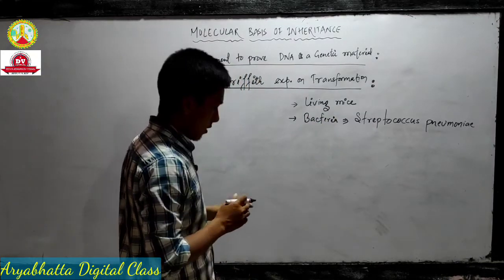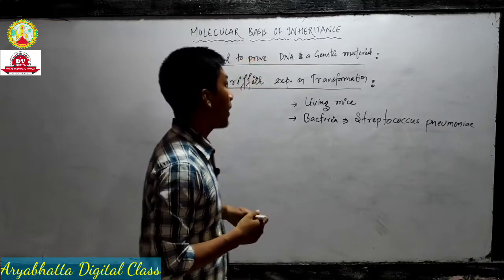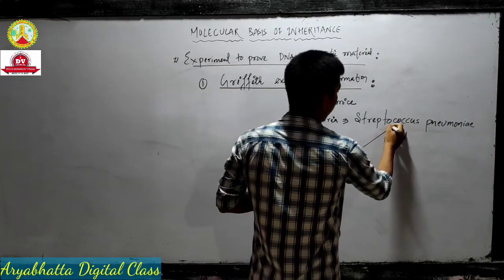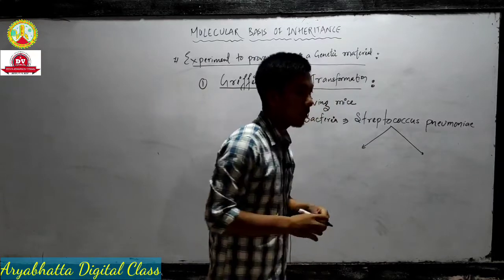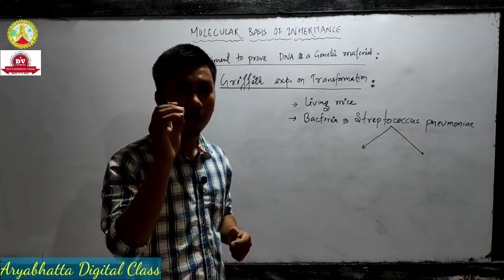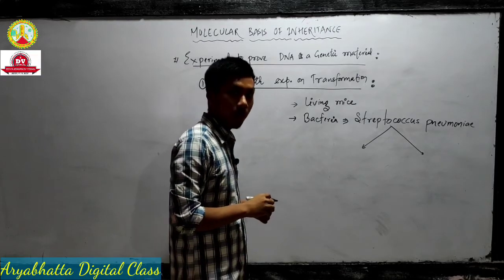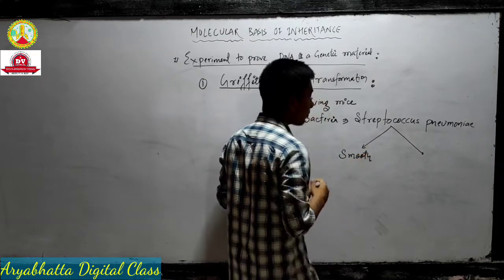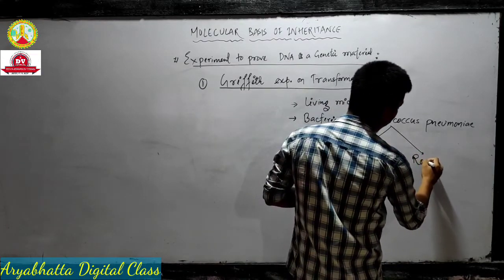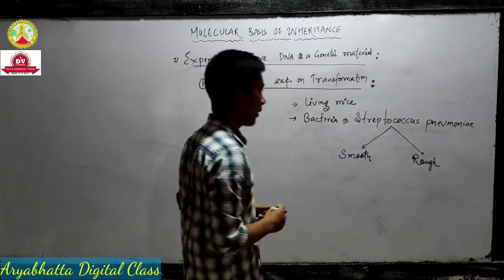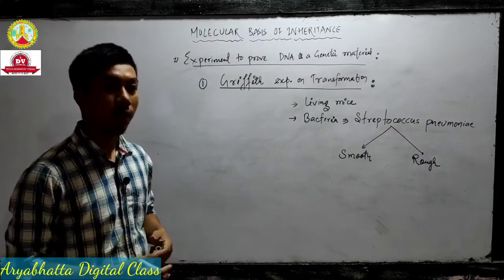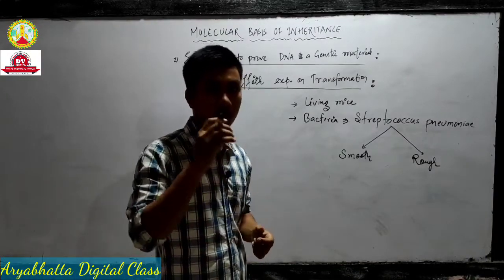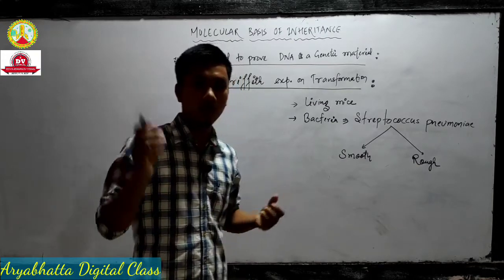All right. So before that, he showed that the Streptococcus pneumonia produces two types of body. One is with a smooth body, the other one is with a rough body. When the Streptococcus pneumonia reproduce, they produce two types of body: one with the smooth body and one with the rough body.